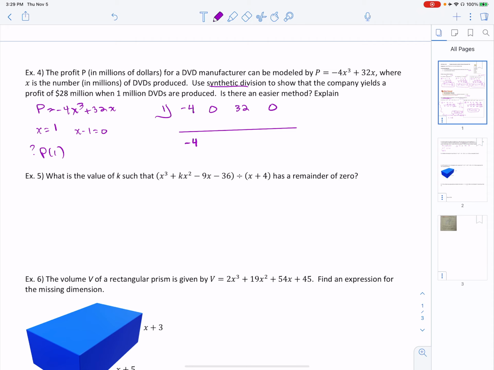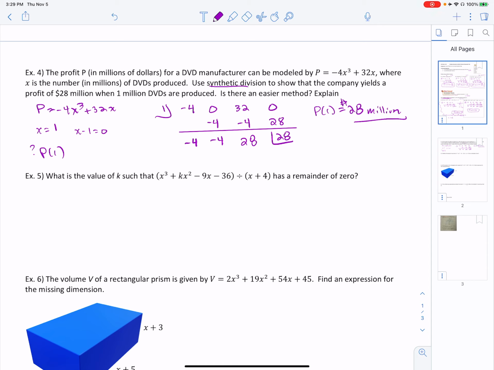Bring down the negative 4, multiply times 1. Then add those, multiply by 1, and then add, multiply by 1, and add. And that remainder is 28, which means P of 1 is 28. So for 1 million DVDs, the profit is 28 million. So we've shown that using synthetic division.